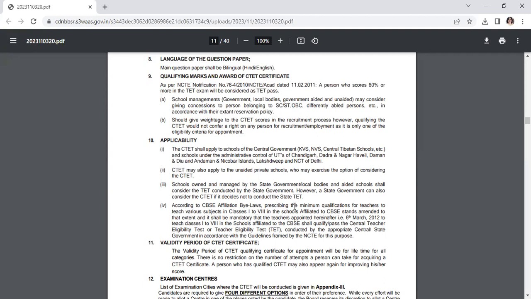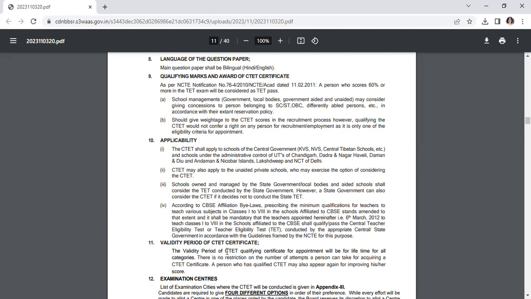According to CBSE affiliation bylaws prescribing the minimum qualification of the teachers to teach various subjects in classes 1st to 8th in the schools affiliated to CBSE stands amended to the extent that it shall be mandatory that all the teachers appointed hereinafter, that is 6th March 2012, to teach classes 1st to 8th in the schools affiliated to CBSE shall qualify, pass the Central Teachers Eligibility Test or Teachers Eligibility Test, TET, conducted by the appropriate central or state government in accordance with the guidelines framed by the NCTE for the purpose.